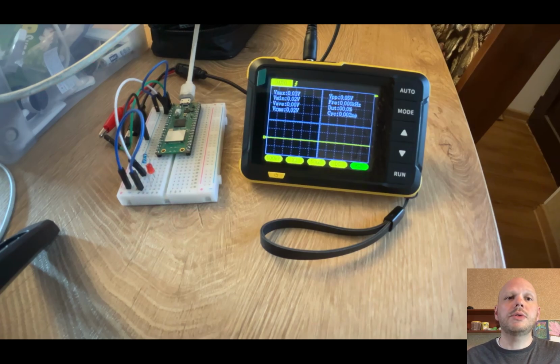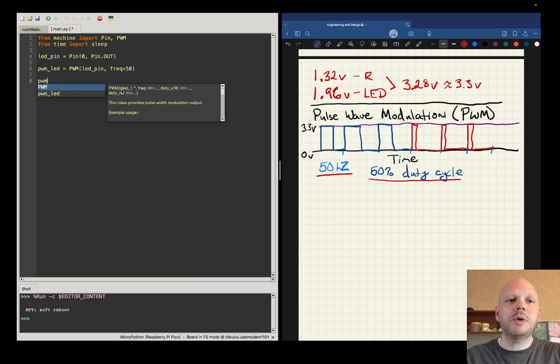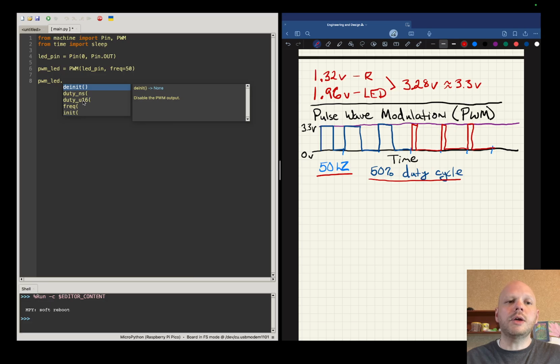So in order to set the duty cycle, I need to come in here and set the PWM LED dot duty underscore U16. I'm supposed to give it an unsigned 16-bit value in the range of 0 to 65,535. And this is a 16-bit value.